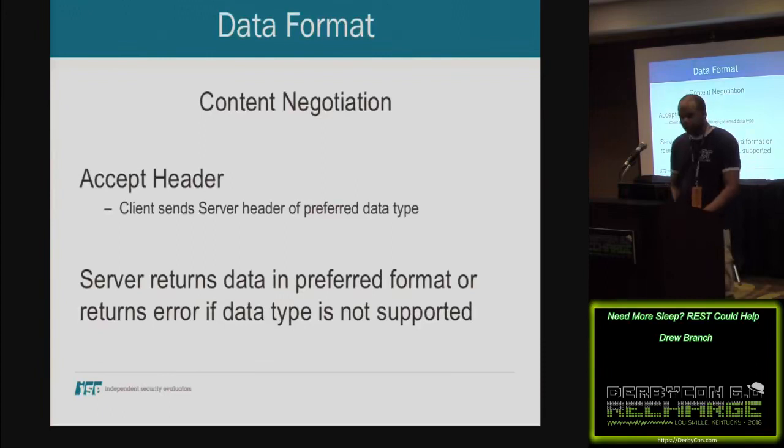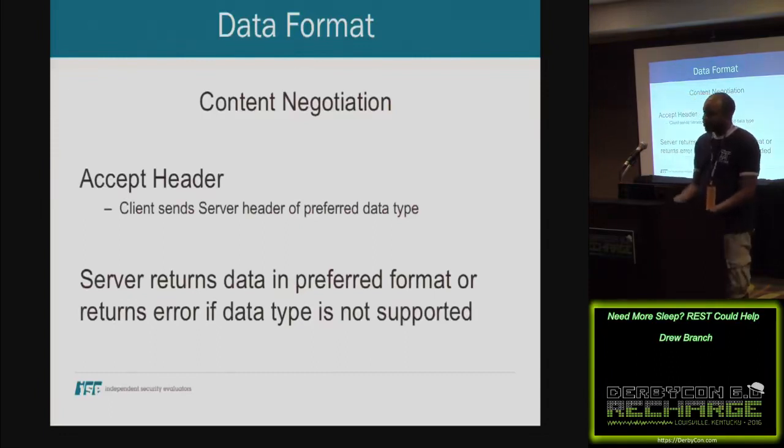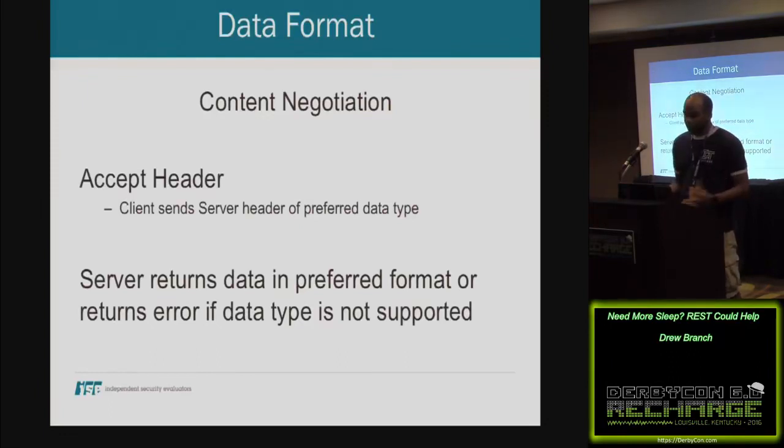So content negotiation. The question here is, how does the server know what the data format should be? The client sends the server a header, which contains the preferred data format. Then the server either sends the data in that preferred format or an error, saying, hey, I don't support this format, try again.